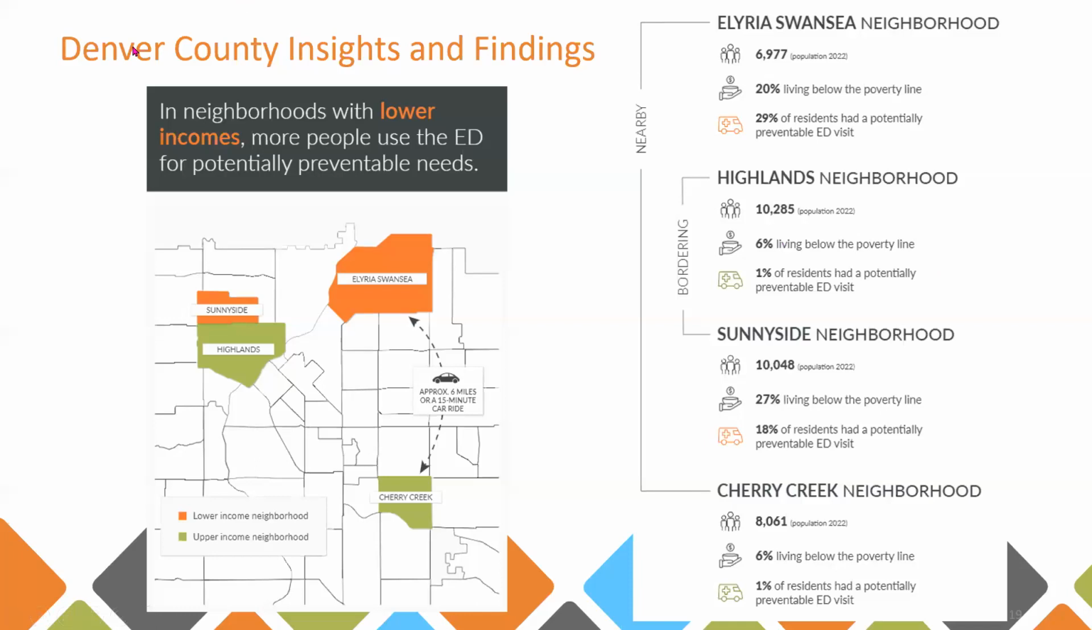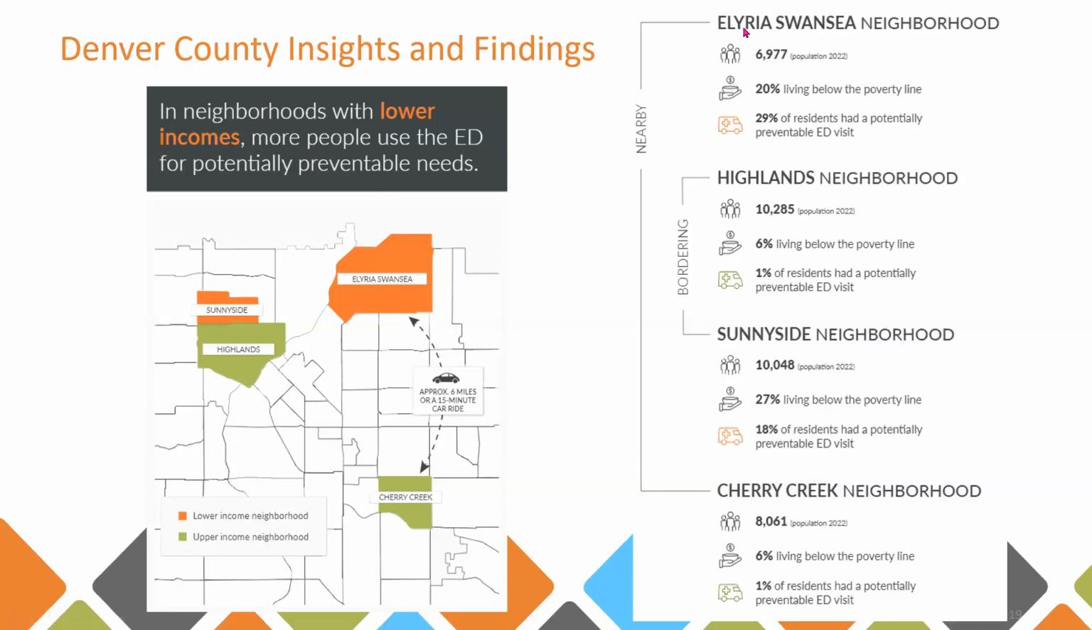percentages of income or lower income levels with potentially preventable ED visits. And we evaluated two side-by-side neighborhoods, the Sunnyside and Highlands. And then we also looked at two that were within a 15-minute car ride, 6 miles apart. So those were Cherry Creek and Elyria, Swansea. And what we found there was similar things. So very different results depending on even neighborhoods that were bordering each other.